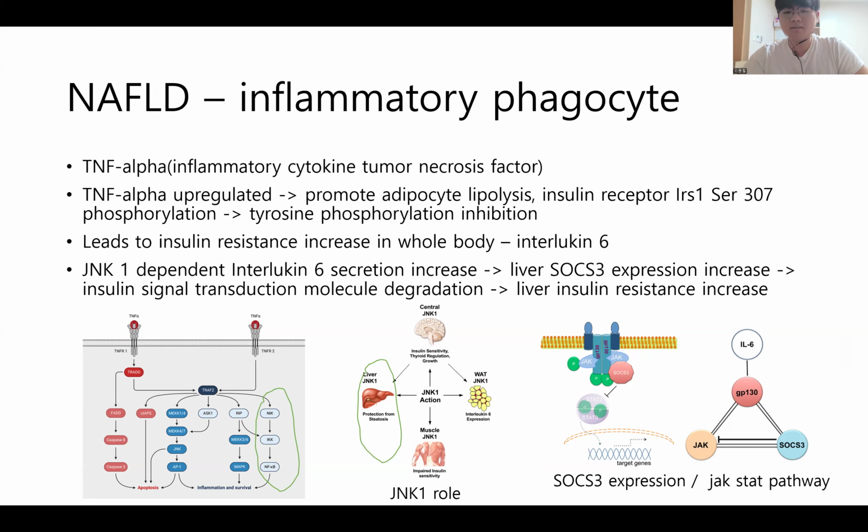Many patients in this state have higher interleukin-6 in their blood. Increased interleukin-6 can also contribute to insulin resistance by breakdown of insulin signal pathway molecules.